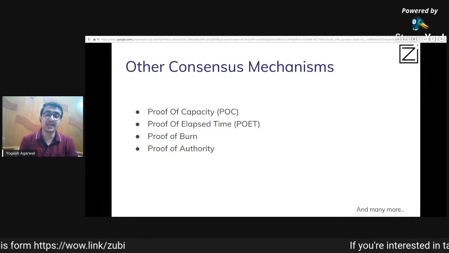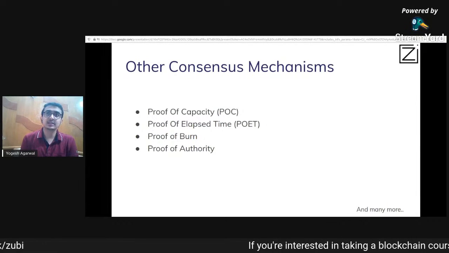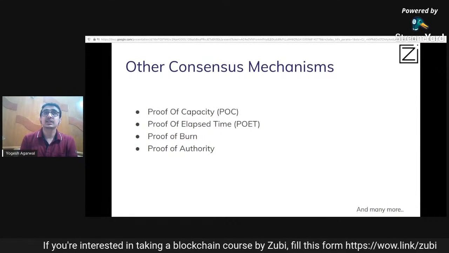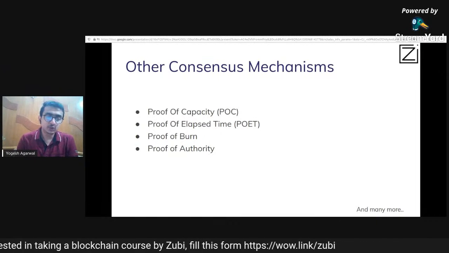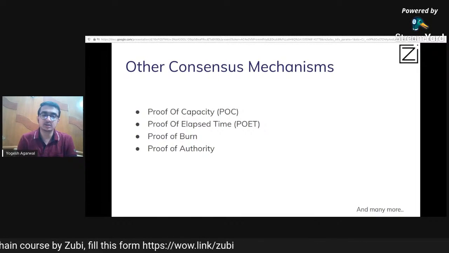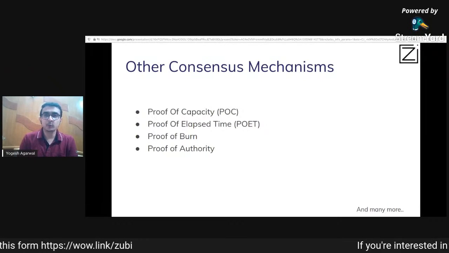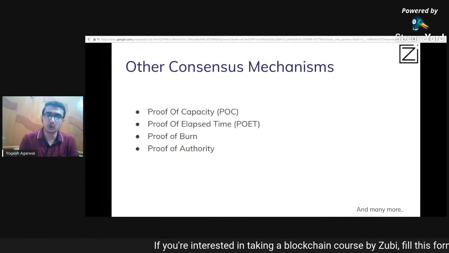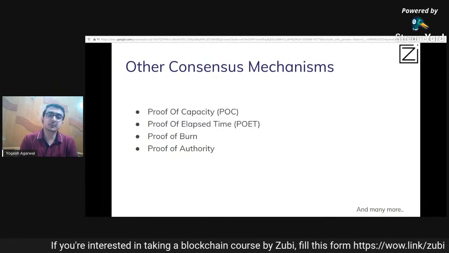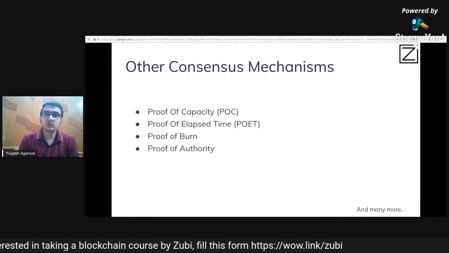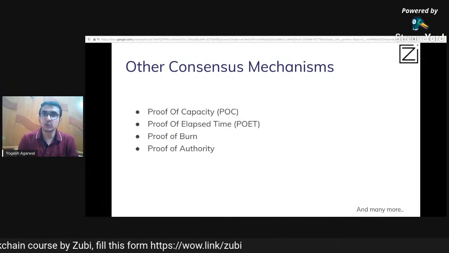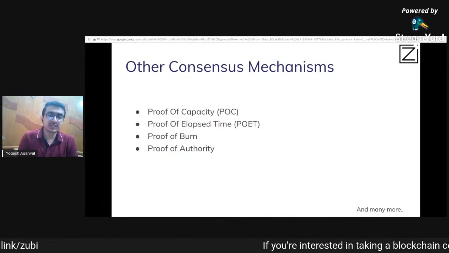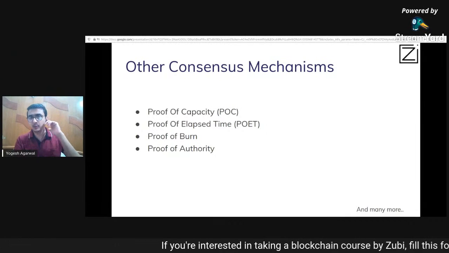Proof of capacity is similar to the ones that we discussed, like proof of stake or proof of work. The differentiating factor is that it depends on the amount of hard disk space in your system. The more hard disk space you have, the more chance you will get to commit the next block. Then comes proof of elapsed time. It depends on how much time you have waited in order to commit a block. If you have waited for a longer time, your chances increase to commit the next block.